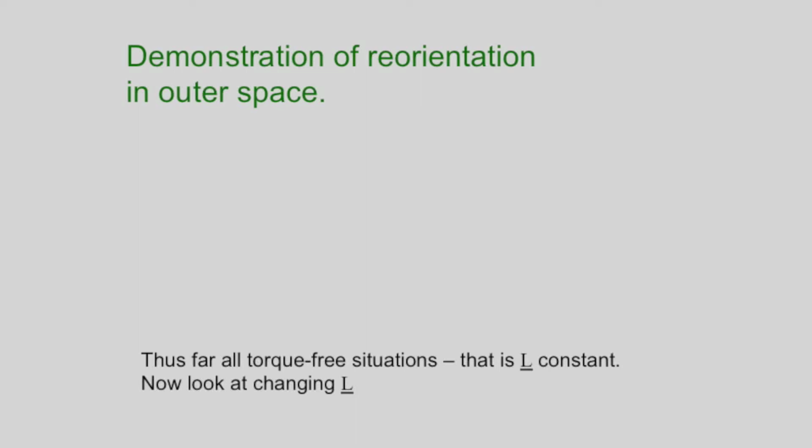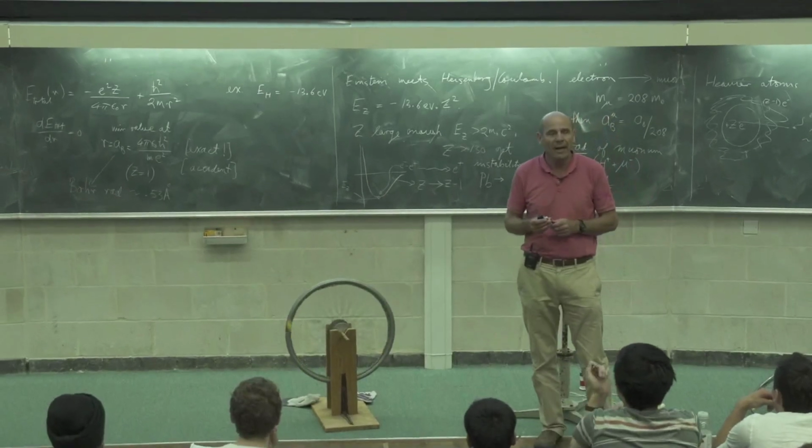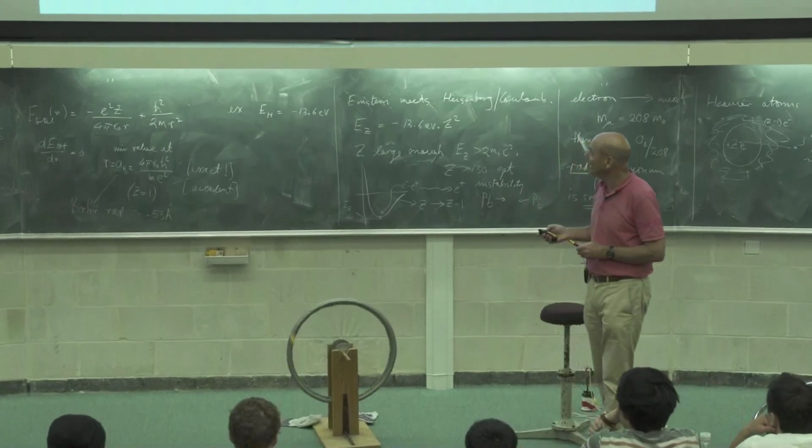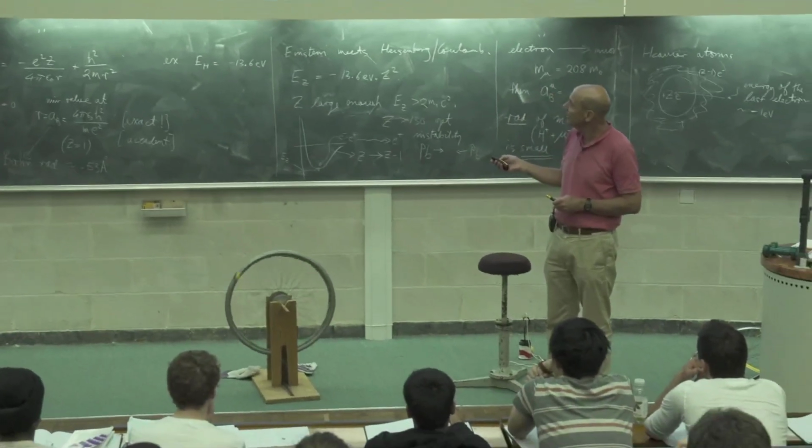So far, we've been talking about examples of angular momentum which is unchanged because there's no external torques or angular forces acting on the system. Now let's look at the case where we change the angular momentum.